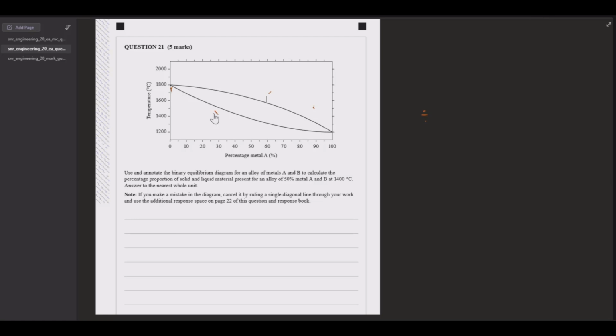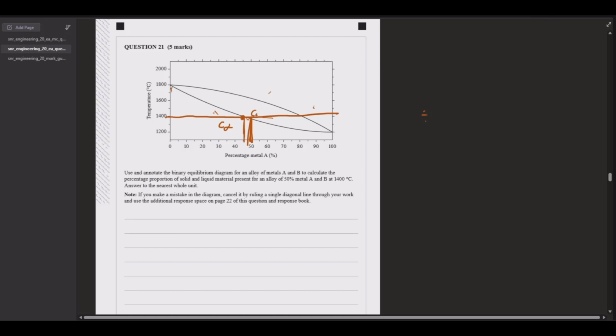Alright, so we've just got a 50-50% alloy at 1400 degrees Celsius. So let's draw a line there and a line there. So let's say that we've got 45% at the alpha, C alpha point. That's the CO point there. And over here we're going to have our CL point at 80% A. And that's because this is the point where we have alpha, this is the point where we have liquid, and that's the origin.